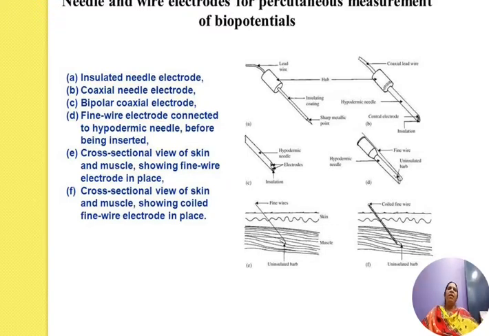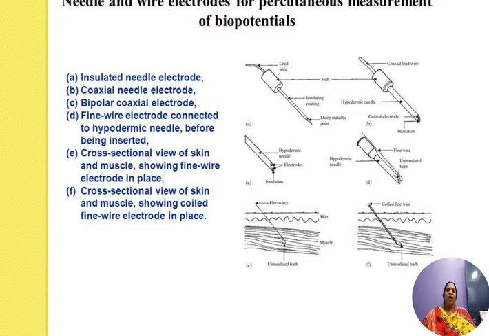So, needle and wire electrodes for percutaneous measurement of biopotentials. In the figure we can see around six types of needle and wire electrodes. The first one is the insulated needle electrode. Second is the coaxial needle electrode. Third is the bipolar coaxial needle electrode. Fourth is a fine wire electrode connected to the hypodermic needle before being inserted.